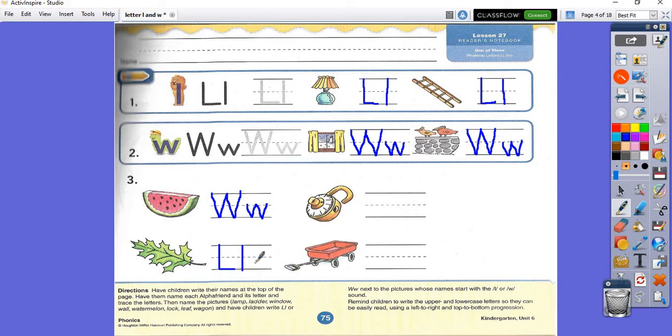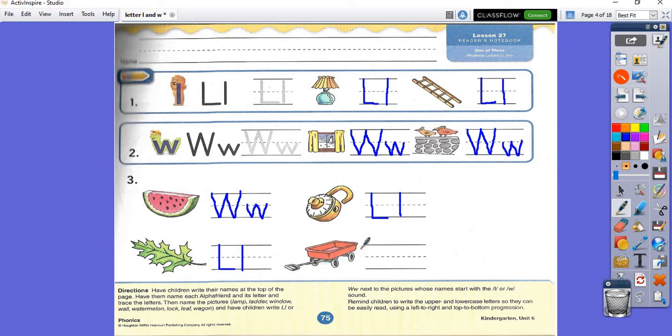The sound is L. L, L, leaf. What picture is this? This is lock. Lock starting with what letter? Lock starting with letter L. Letter L, again from the first line, make one like this way and make the leg. Very good. Now we are making the lowercase L. Straight line. Excellent.